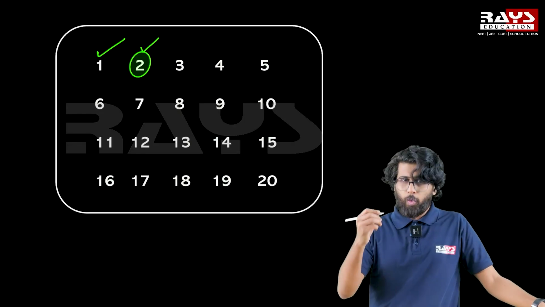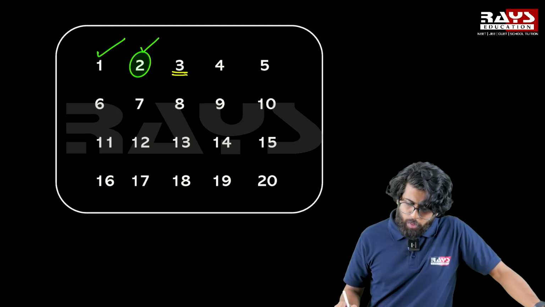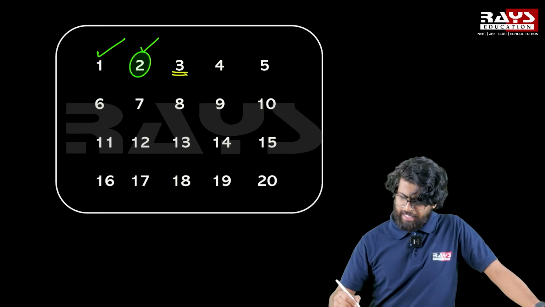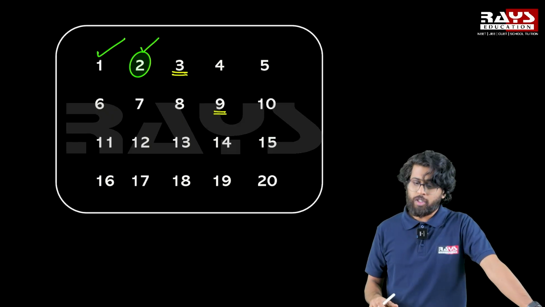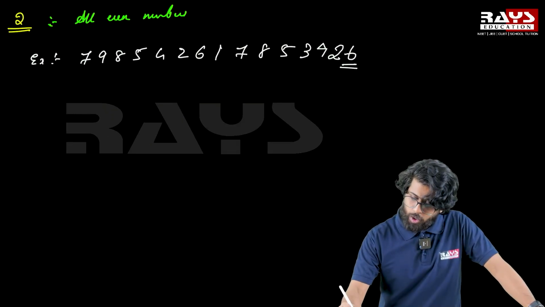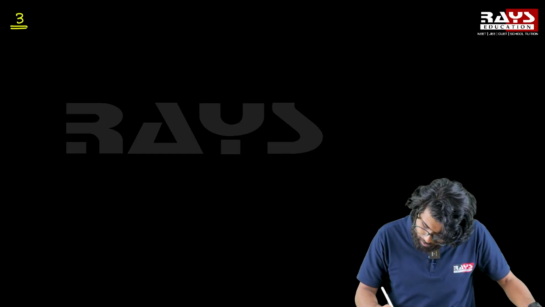Now let's discuss 3. While discussing 3, I would like to discuss the divisibility rule of 9 as well, because both are very similar. So let's discuss 3 as well as 9 together. I have taken a new page now. Okay, 3.